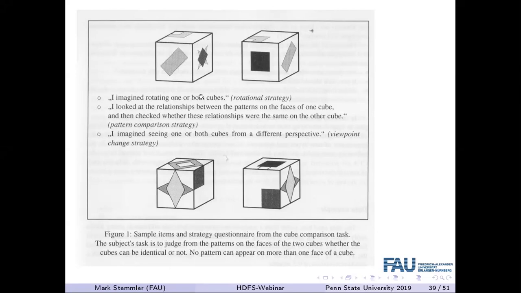They could use, or claim to use, three strategies. One is the rotational strategy, matching by rotating one or both cubes. So the question is, is this cube the same as this one? And then they just turned the other cube. There was one prerequisite: no pattern can appear more than once on one face of the cube. That's also important, it makes it easier. The second strategy was a pattern comparison strategy, and the third strategy was the viewpoint change strategy. Judith Glück was mainly interested in gender differences in the use of the strategies.